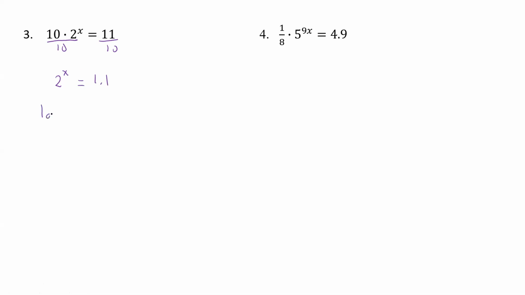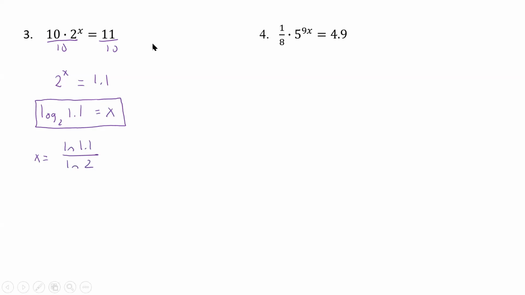So now I can say that's log base 2 of 1.1 equals my exponent, which is x. 2 to the x equals 1.1. All right, well, that's my exact value. I don't even have to do any other work. That's the exact value. And now if I want the approximate, that's just going to be the ln of 1.1 over the ln of 2.